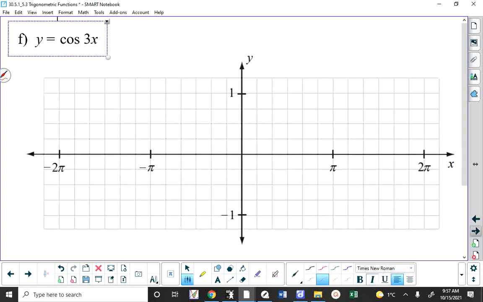Let's try this one. Cos of 3x. Well, that's going to stretch things horizontally by a factor of 1/3, which means here's cos in green.